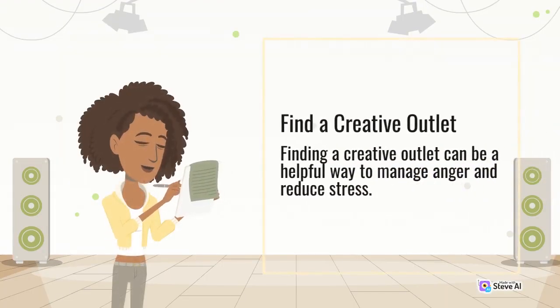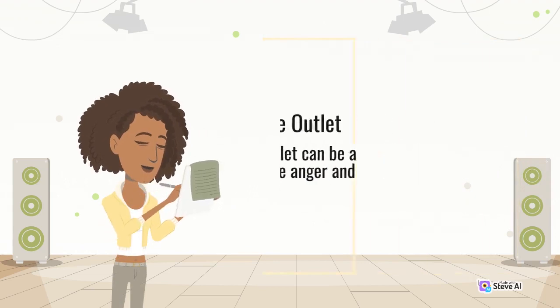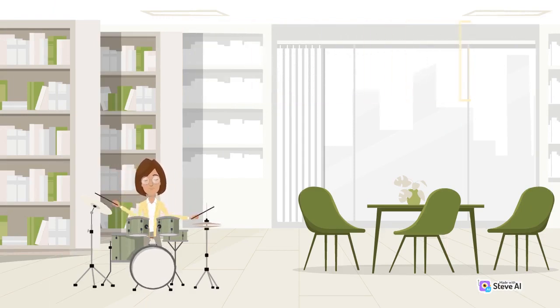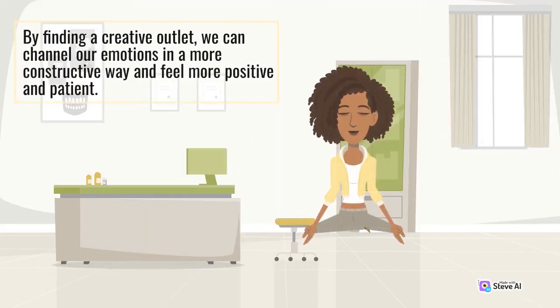Find a creative outlet. Finding a creative outlet can be a helpful way to manage anger and reduce stress. This involves engaging in a creative activity that we enjoy, such as painting, writing, or playing music. By finding a creative outlet, we can channel our emotions in a more constructive way and feel more positive and patient.